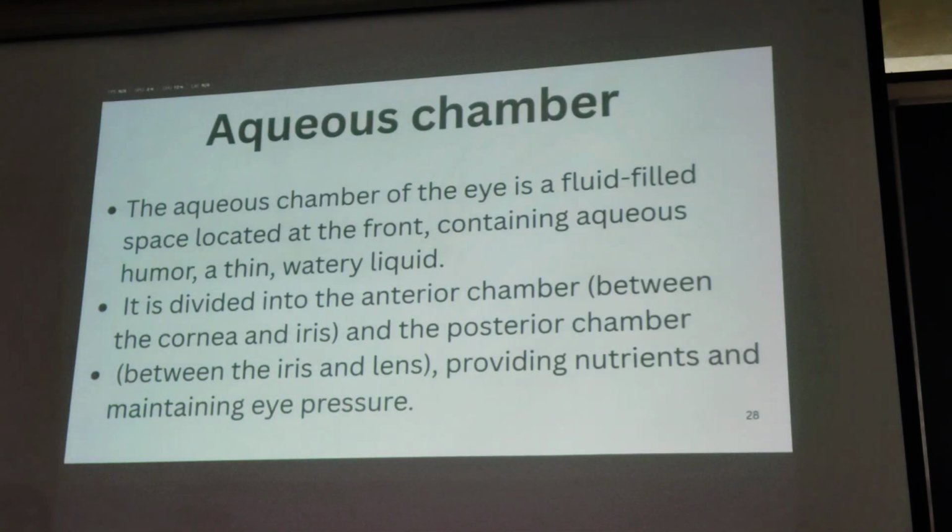So, aqueous chamber. Aqueous chamber of the eye is the fluid-filled space located at the front, containing aqueous humor. The aqueous humor is a thin and watery liquid. It is divided into anterior chamber and the posterior chamber. It provides nutrients to the eyeball and it maintains the eye pressure.